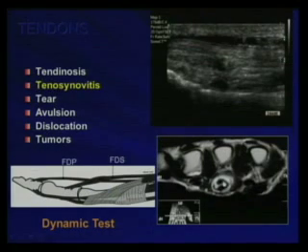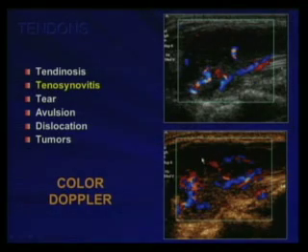The MRI of the same patient shows the fluid in the tendon sheath and the thickening of the tendons. Color Doppler is also useful because in tenosynovitis you may see the synovial proliferation around the tendons, as you can see in this case. You see all this hyperechogenic structure around the tendons with flow representing synovial proliferation.